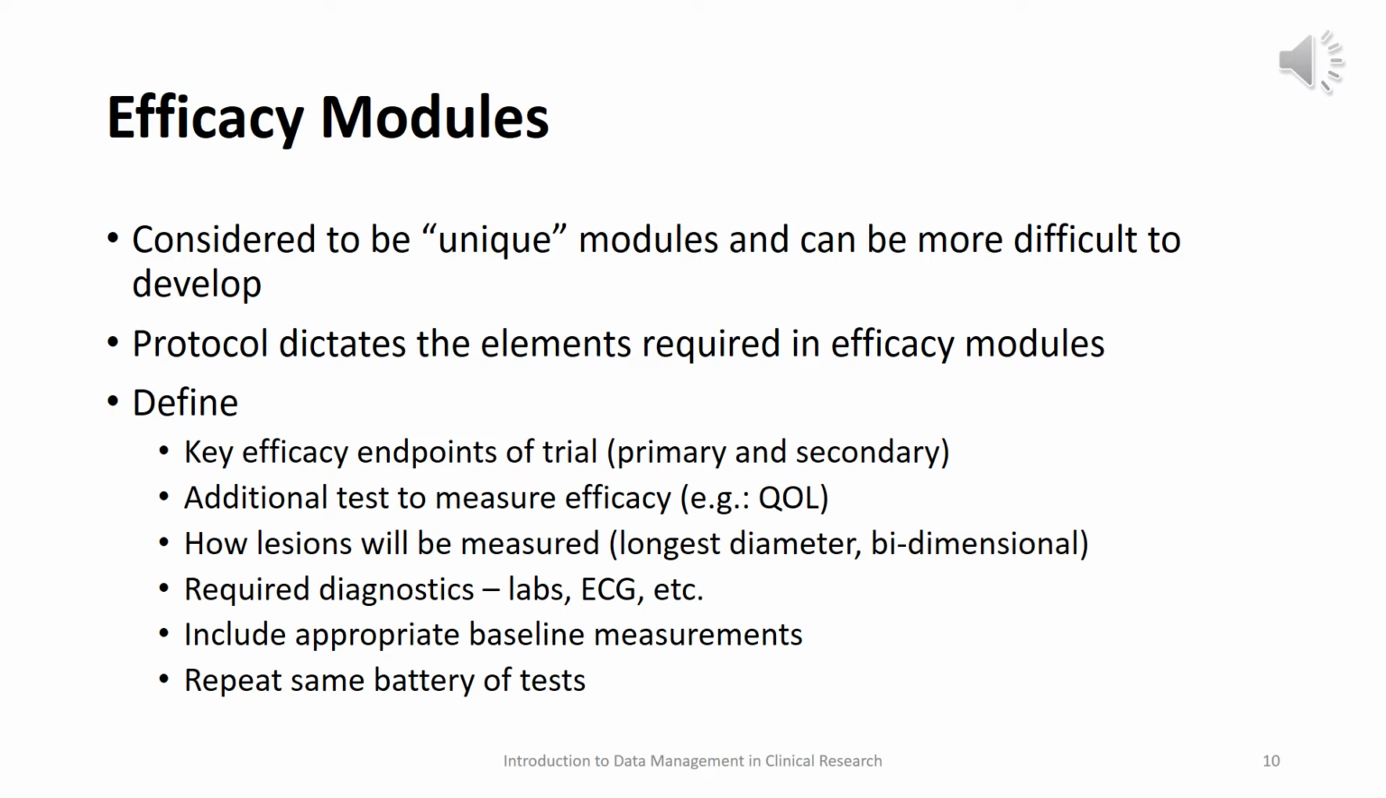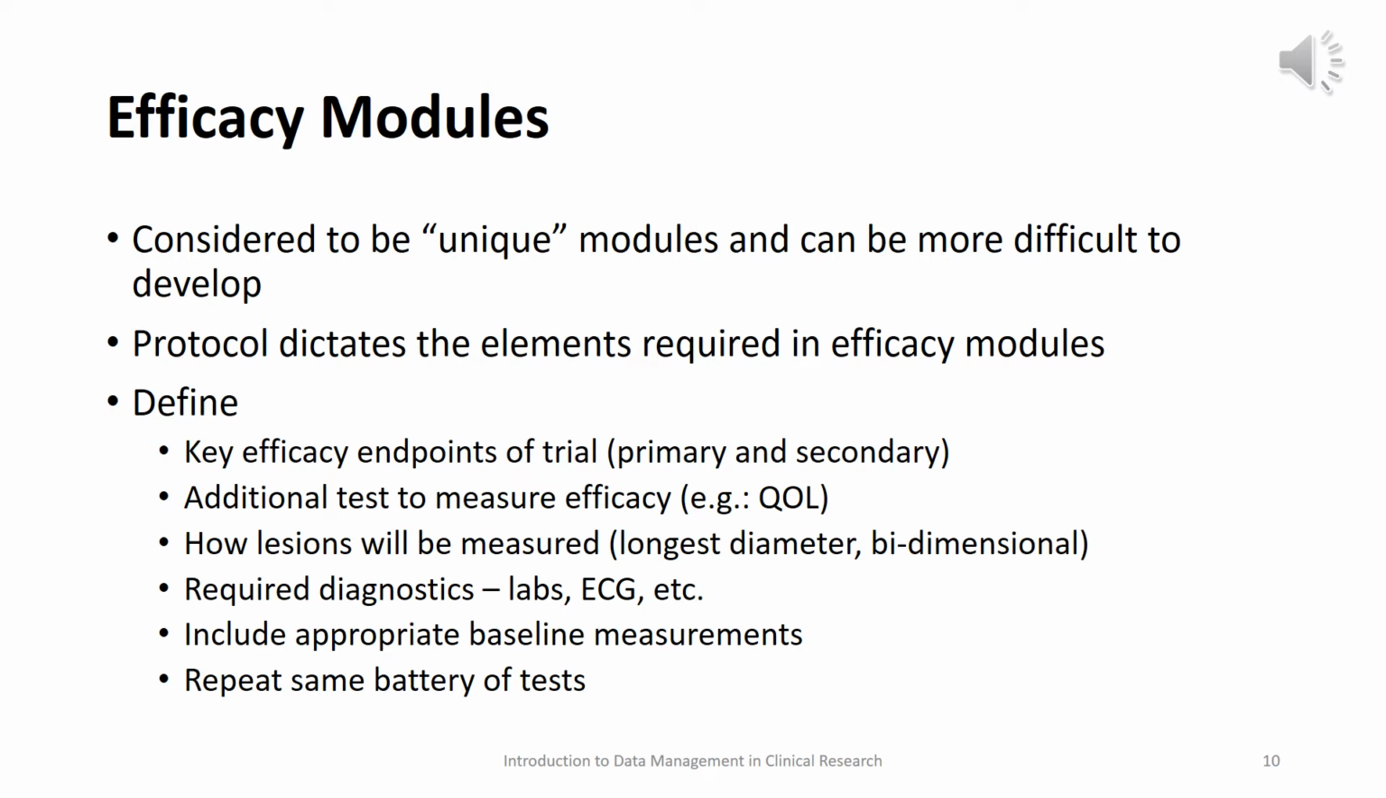We may have additional test measures that would apply to efficacy, such as the patient's response to a quality of life survey or some quality of life questions. We also may collect data on how lesions will be measured, whether they're the longest diameter or they're bi-dimensional. Regardless of how we're going to do that, we'll probably have some information about that.